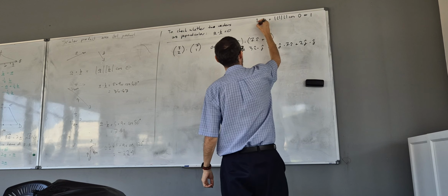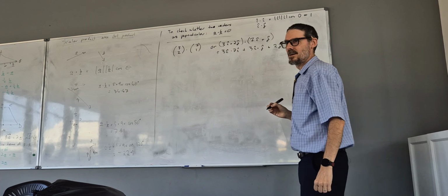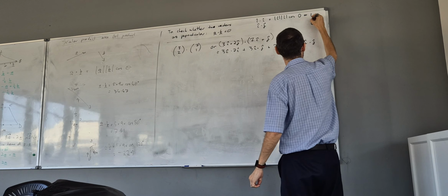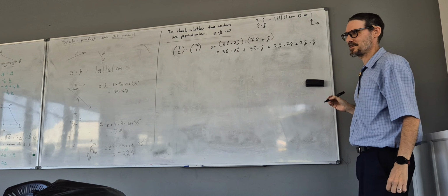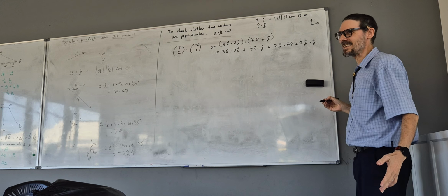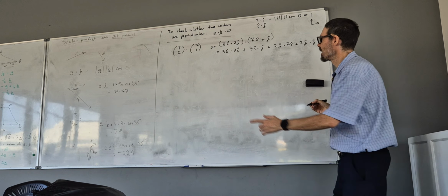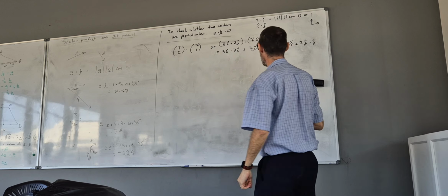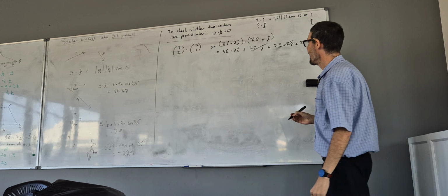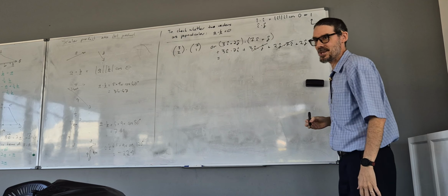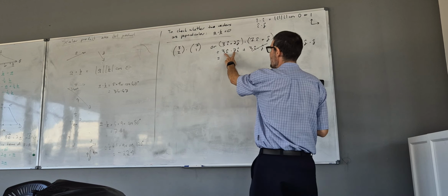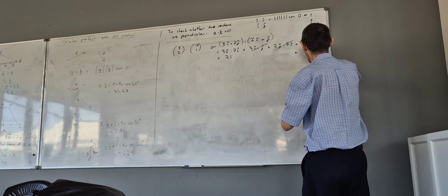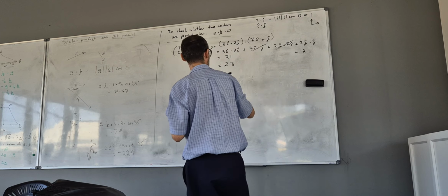And what's i hat dot j hat? What can you tell me about i hat and j hat? What's the angle between them? 90. What's cos 90? 0. Are they perpendicular? Yes. So i hat dot j hat goes away. i hat dot j hat is 0. So i hat dot i hat is 1, so I've just got 21, and 2 times 1 is 2. That's 23.